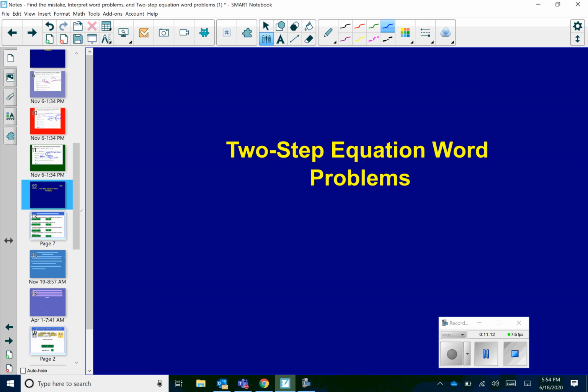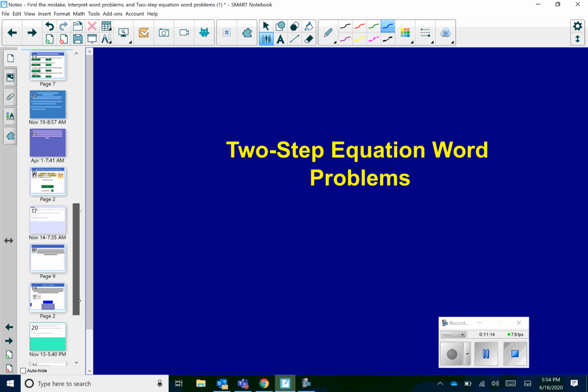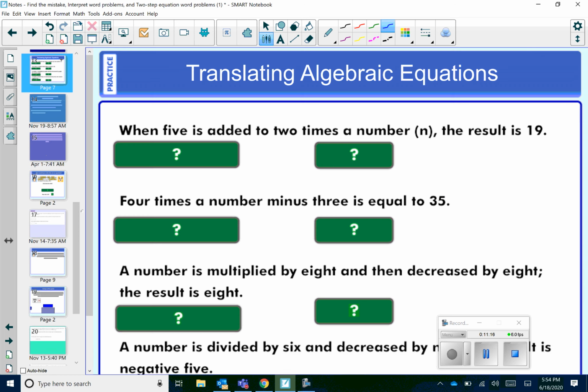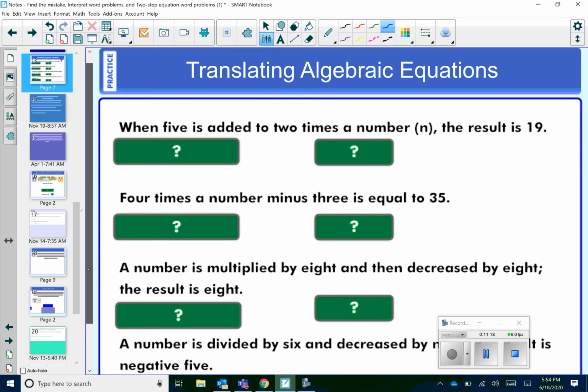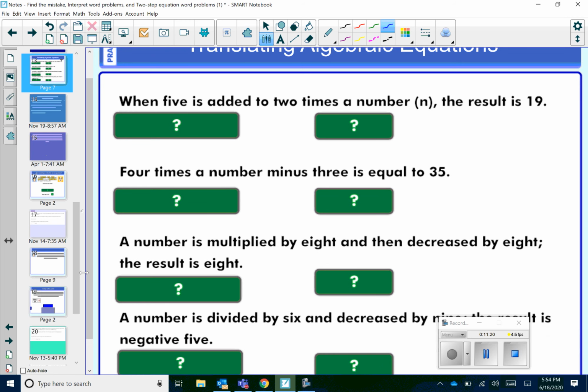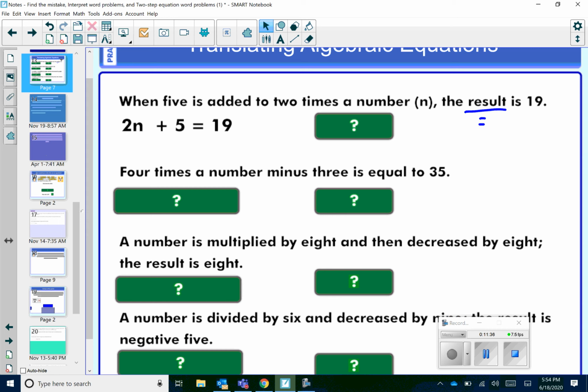Okay, the last skill is two-step equation word problems. So we're going to start very basic with these ones and just do a little bit of translating. It says when 5 is added to 2 times the number n, the result is 19. Well, result means equals. So when 5 is added, that would be a plus 5, to 2 times the number n, that would be 2n. So 2n plus 5 equals 19.